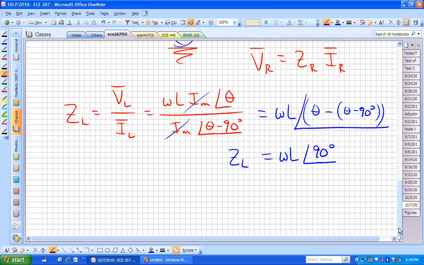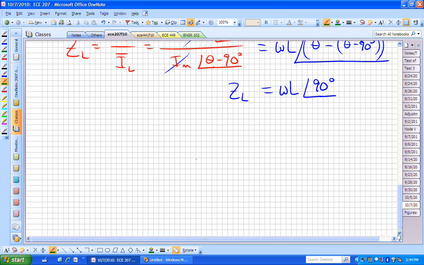But we can write this a little differently. If we looked at this phasor relative to the complex plane, here's the real axis, here's the imaginary axis. If I now draw that phasor as a vector in this complex plane, it has a magnitude of length omega L, and what angle does it have?